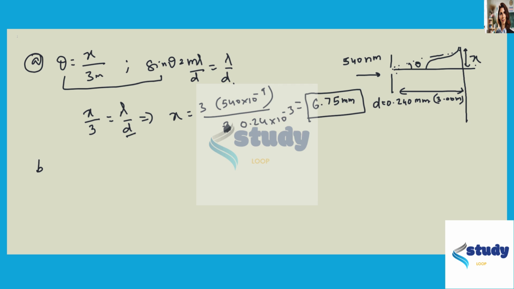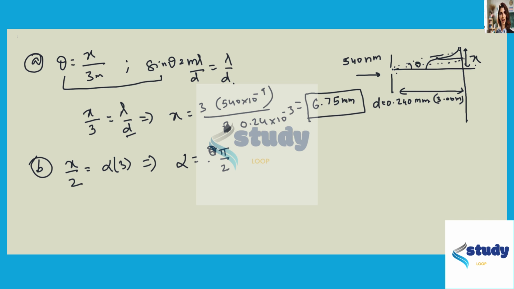Now that we have this, we want to find out the intensity at the point midway. Now, for point x by 2, let's say the angle is alpha. Now, x by 2 would be alpha times the distance, that is 3 meters, which gives us alpha is equal to pi by 2.